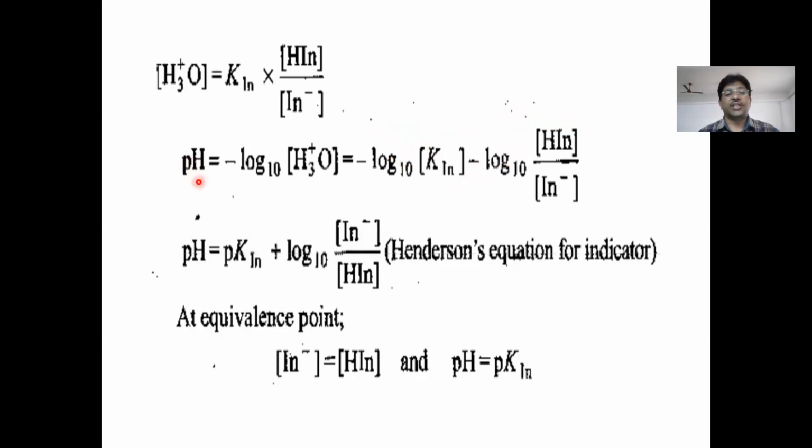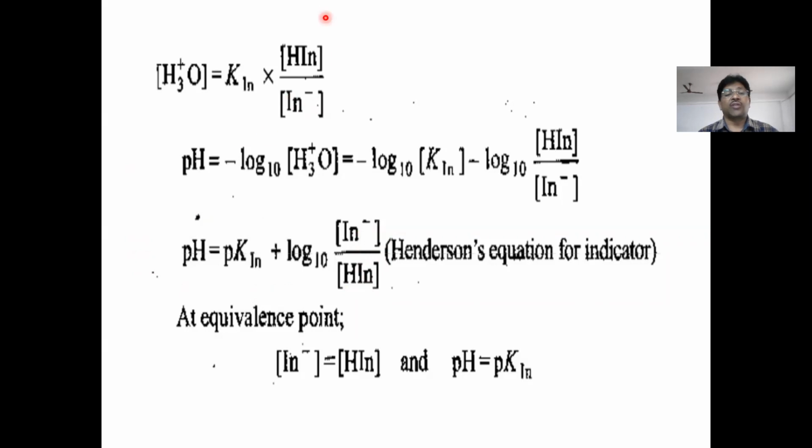Now, calculation of pH. pH is equal to pKIN, where pKIN means minus log of KIN, plus log of IN minus concentration by HIN concentration. So this equation is called Henderson's equation.